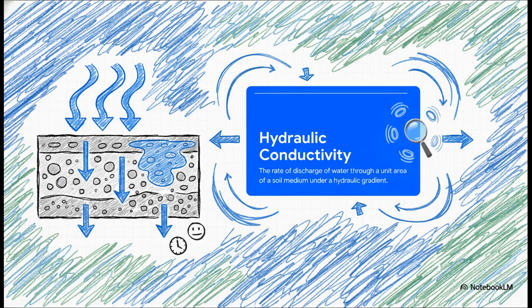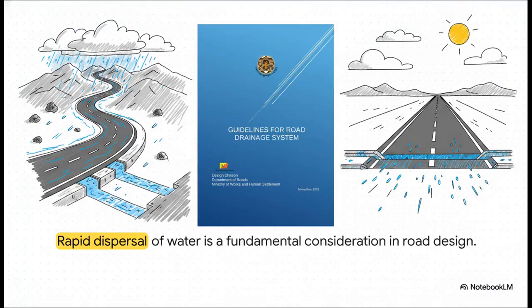If your road base has high hydraulic conductivity, heavy stormwater drains away harmlessly into the earth. But if it has low conductivity, that water gets trapped. This battle against water is a totally universal engineering truth.